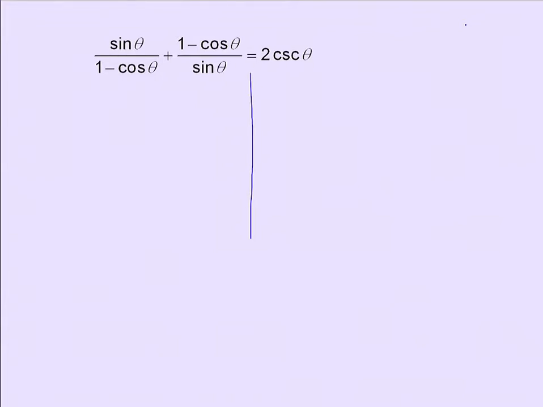Take a look at that right-hand side. 2 times the cosecant of theta. It doesn't get simpler than that. I'm going to leave that one alone. The thing on the left, there's a lot that I can do. So first things first, I've got fractions, I want a common denominator.